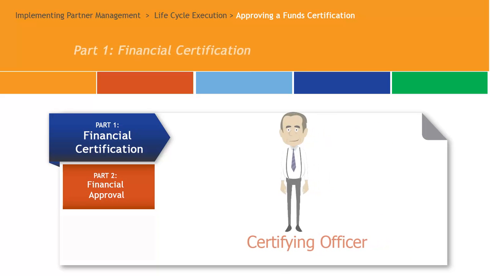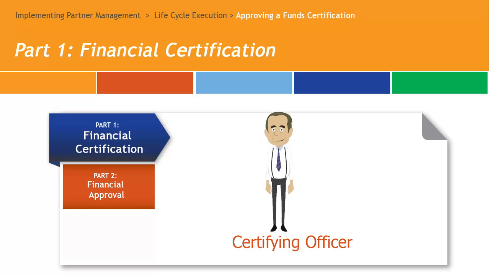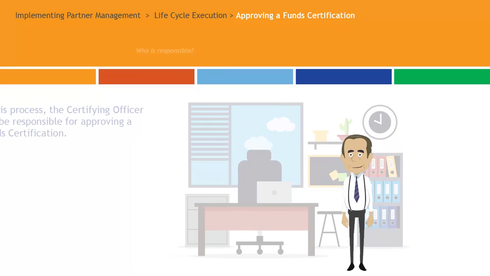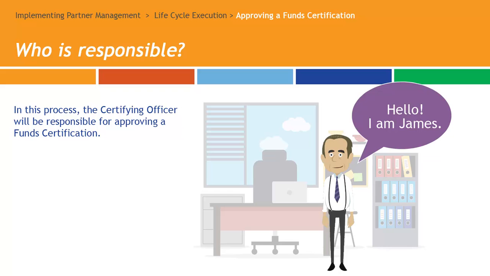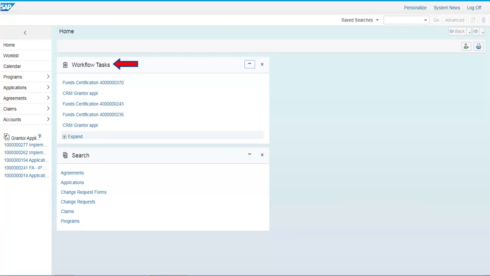The approval process will begin with the financial certification by the certifying officer. In this process, the certifying officer will be responsible for approving a fund certification. Hello, I am James, the certifying officer. Let's get started. Here in my workflow task list, I, the certifying officer, will receive an approval workflow task notifying me that the fund certification requires my approval.